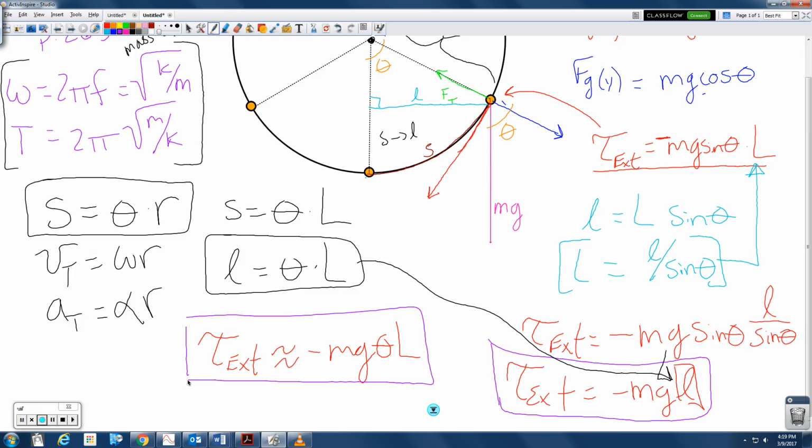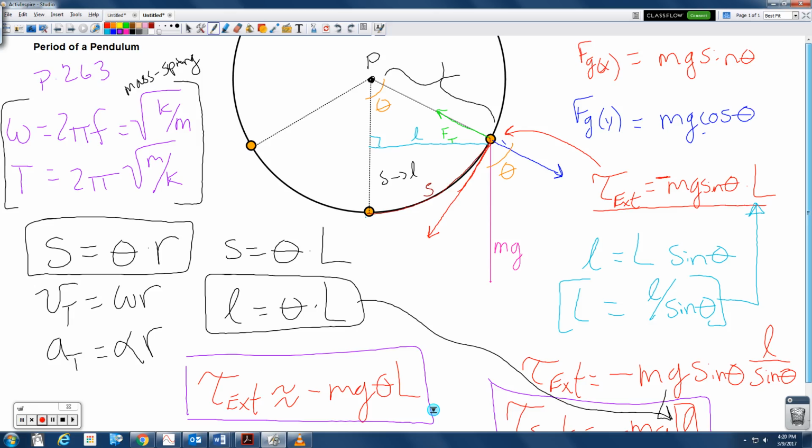The term mgL has a constant value K prime, independent of theta, for small angles. mgL has a constant value for small angles. So here's where we have an approximation and why we have to say we have small angles for a pendulum that's going to exhibit simple harmonic behavior.